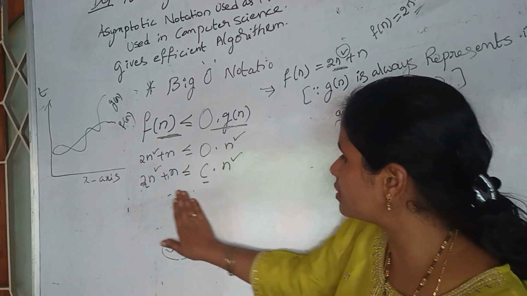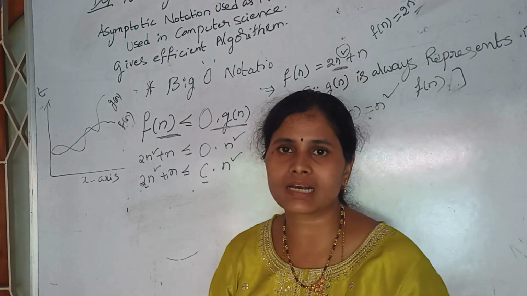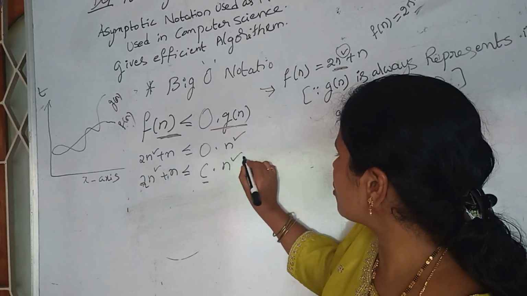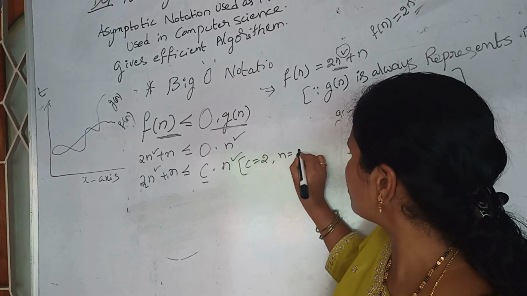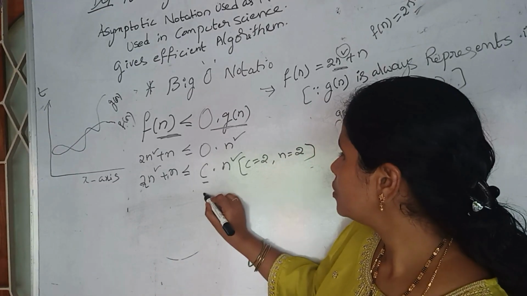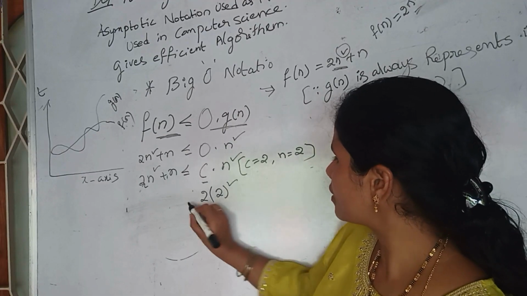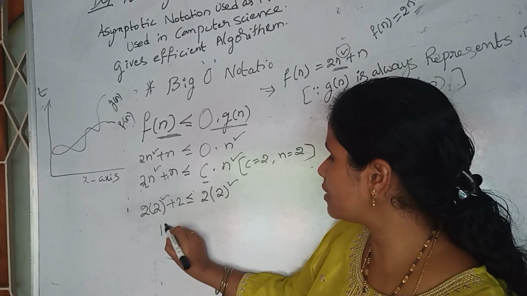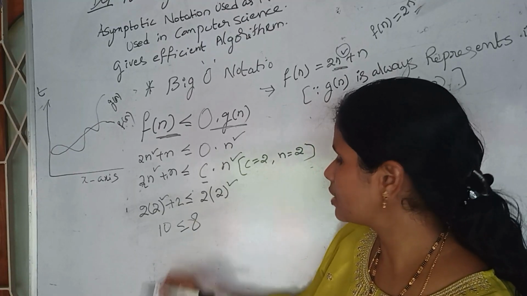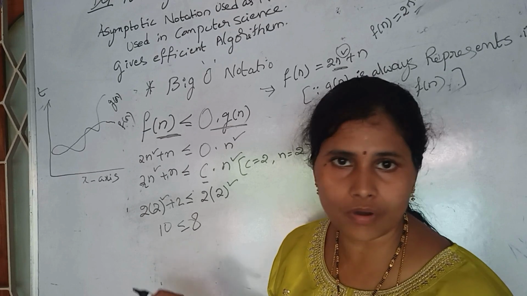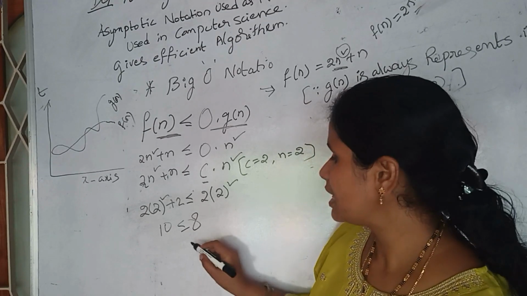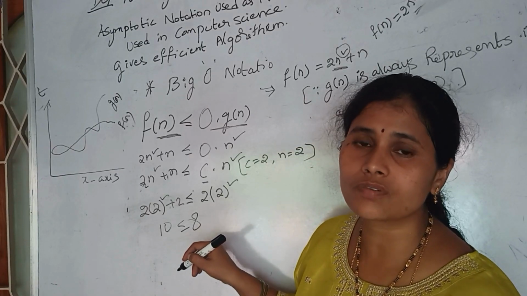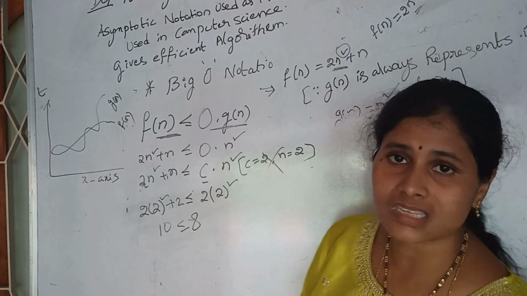Let me check with another example. Let me take C equal to 2 and n equal to 2. Let me substitute the value. So 2 into 2 square less than or equal to 2 into 2 square plus 2. Here I am getting 8 less than or equal to 10. Is this condition true? No, this is a false condition.